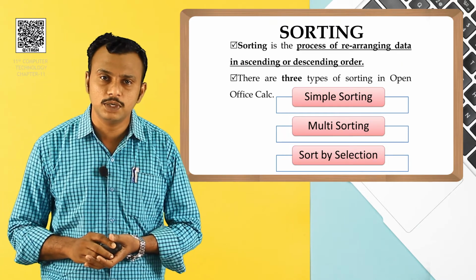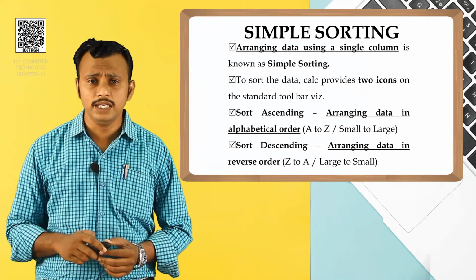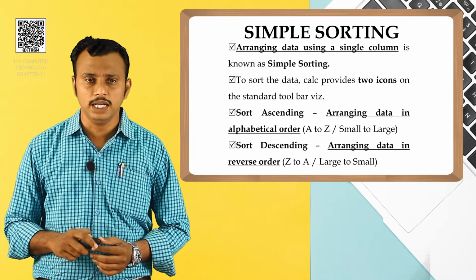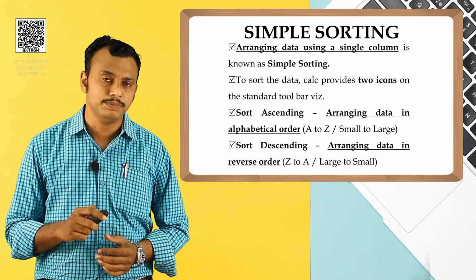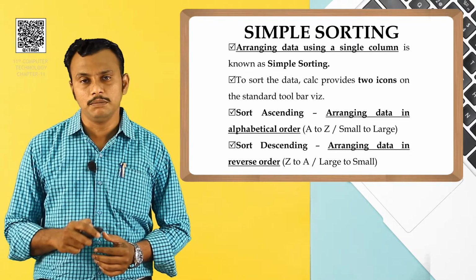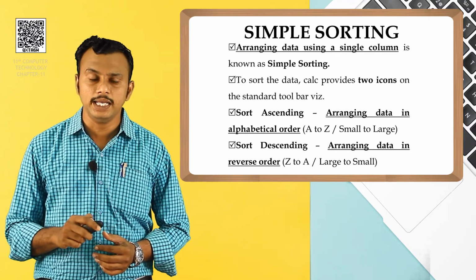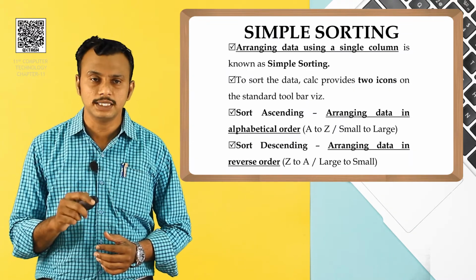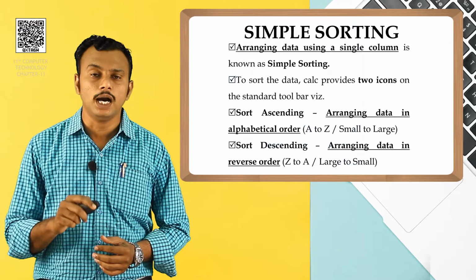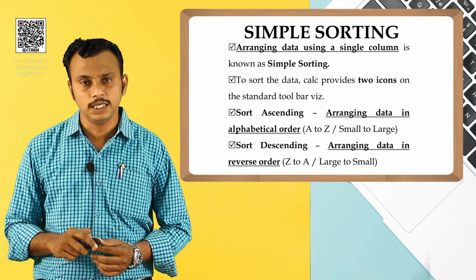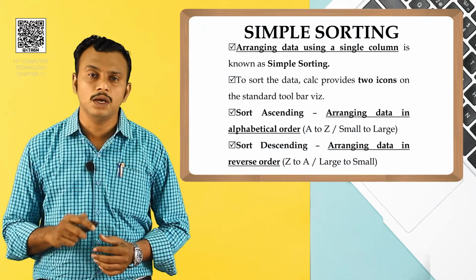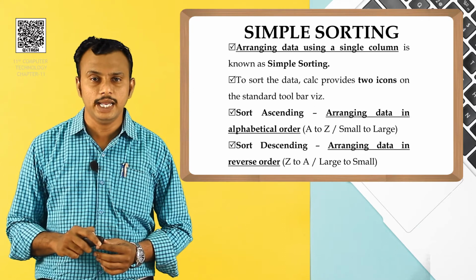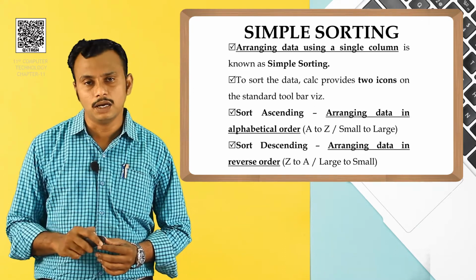Can you understand, students? First of all, we are going to discuss simple sorting. What is meant by simple sorting? Simple sorting means we are going to arrange the data by a single column. Using a single column, we are going to arrange. Can you understand, students? Simple sorting means we arrange the data using a single column.